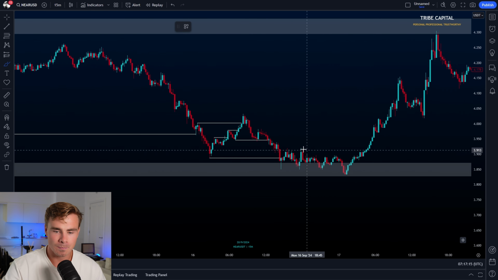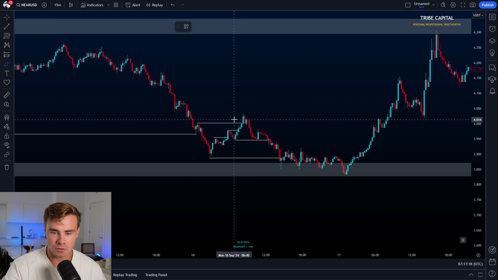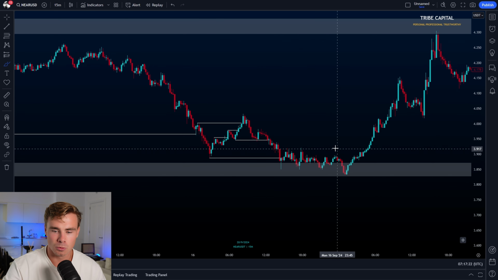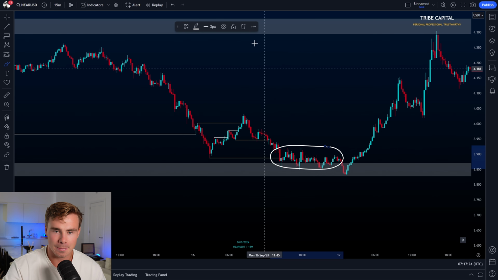So what does price do? It starts to be attracted towards that liquidity pool. We push towards the liquidity pool and we start moving sideways. And this is something that I absolutely love.